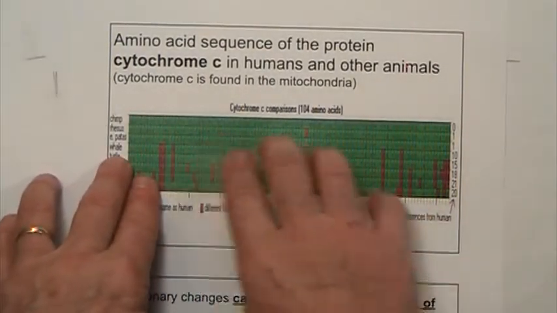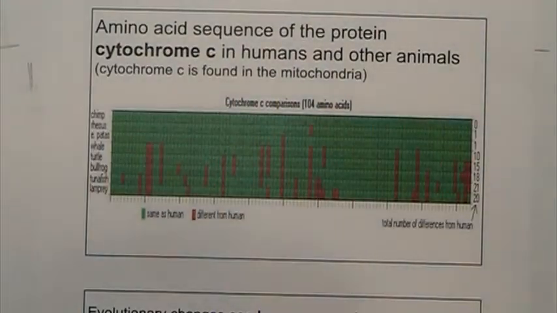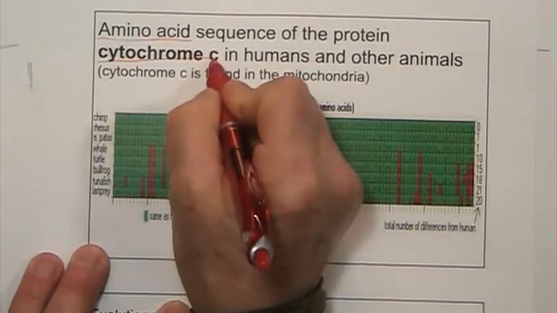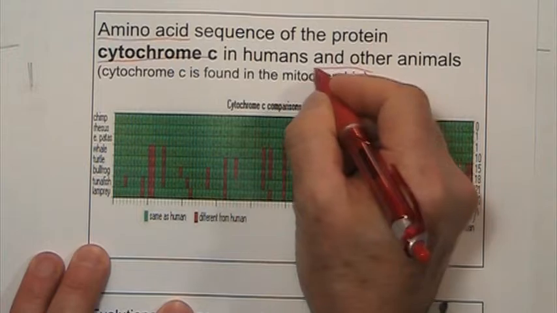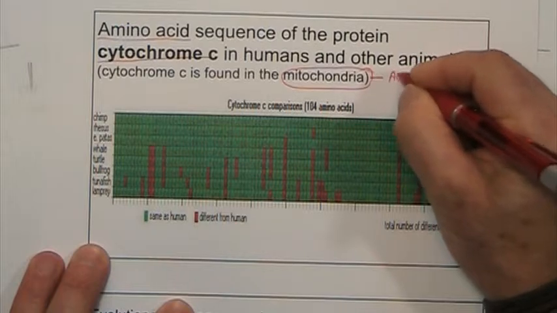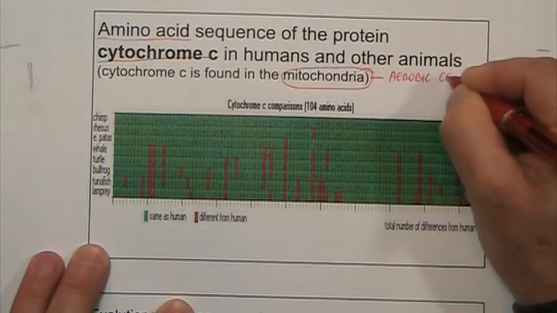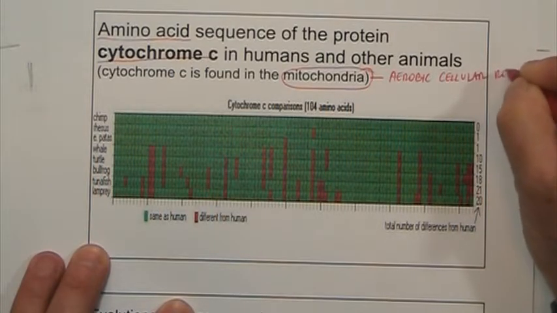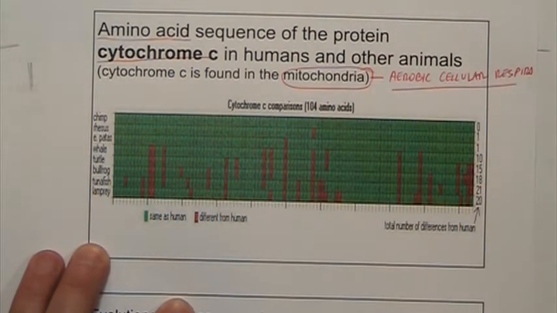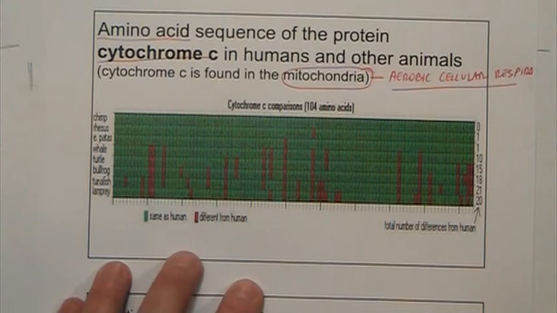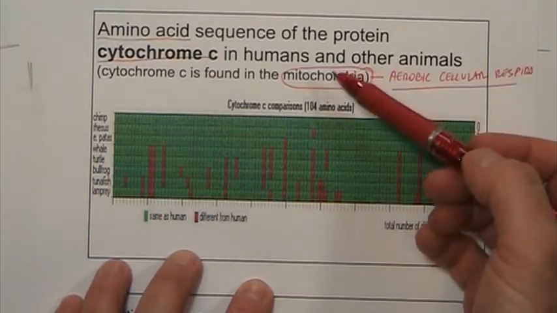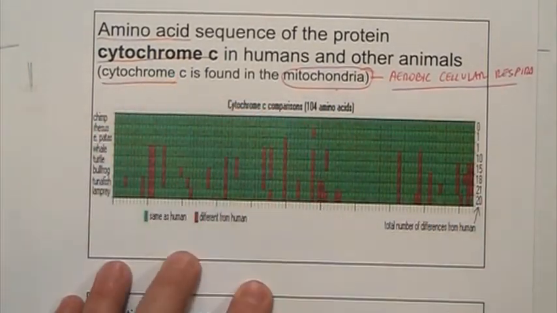I know you're not going to be able to read this very carefully because it's very small. This is the amino acid sequence, so we're looking at amino acids, of a protein called cytochrome C. This protein is found in the mitochondria and is very important for aerobic cellular respiration. Alright, super, super important. It's found in the mitochondria. Remember your cellular respiration. So, pretty much every eukaryotic cell that has mitochondria is gonna have cytochrome.